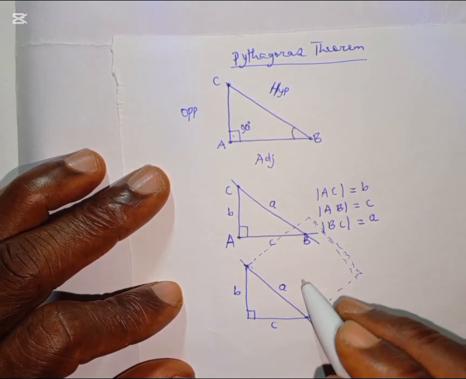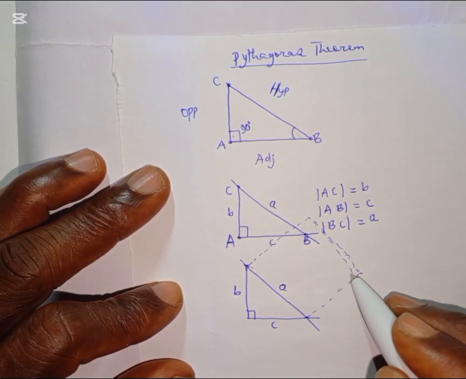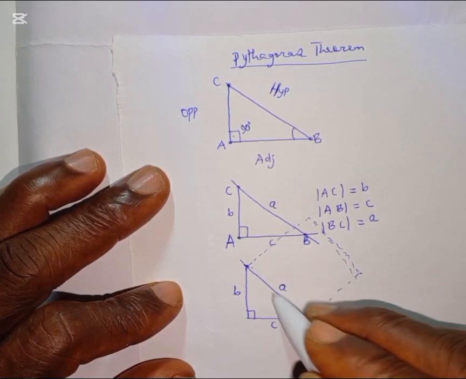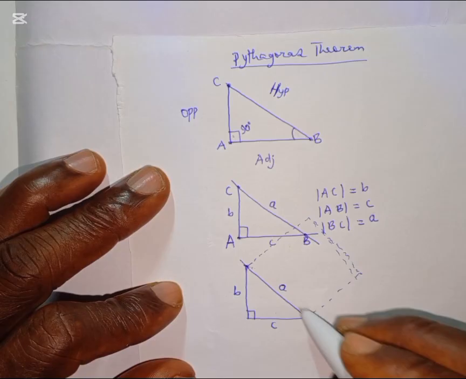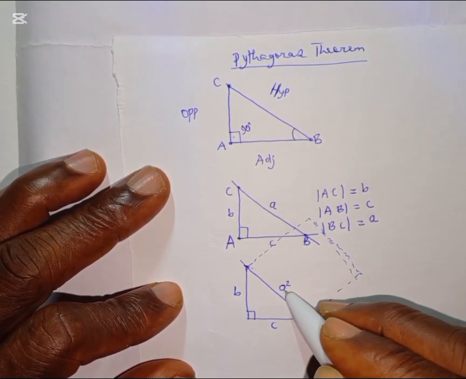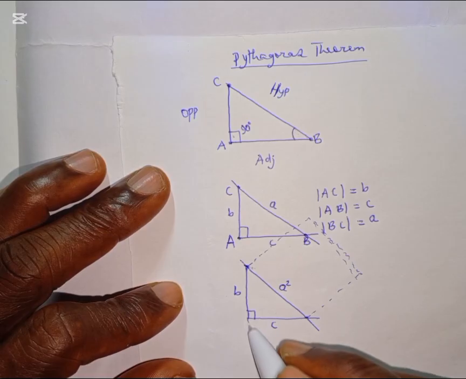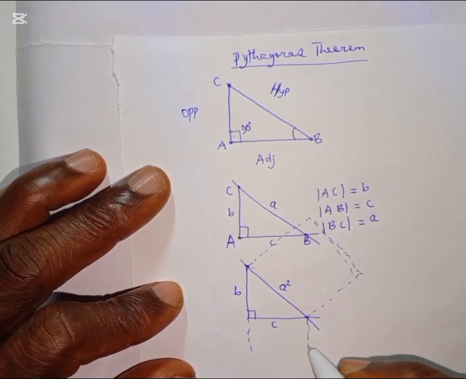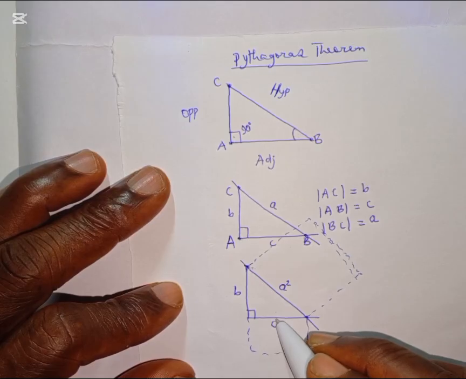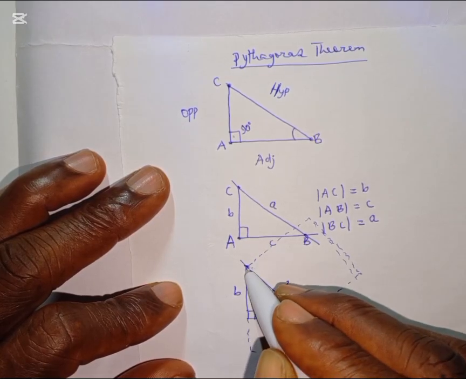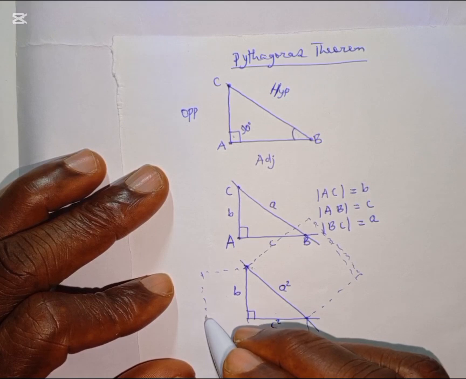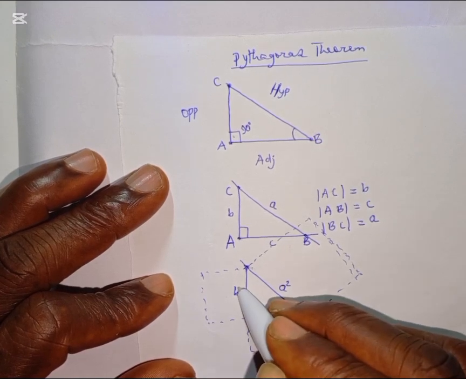So let's assume this is a square. If you are to find the area of this square, since all the lengths are equal on the hypotenuse side, we say this is a square. All the lengths here are equal. If we assume all the lengths are equal, this is C square. All the breadth here, all the lengths are also equal. This is also a square, B square.